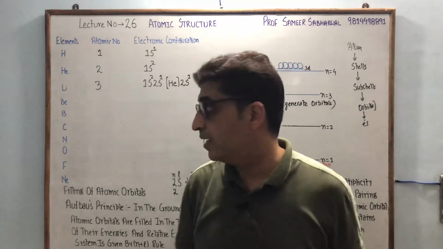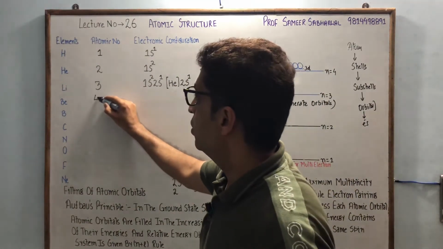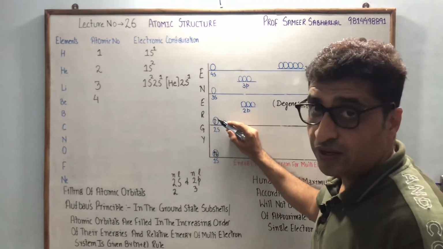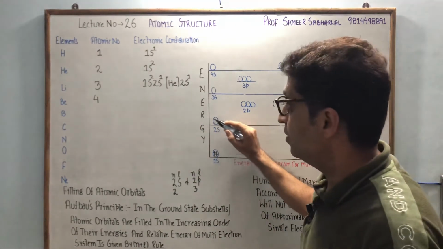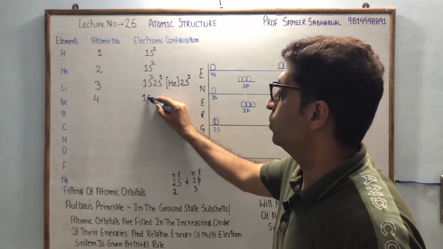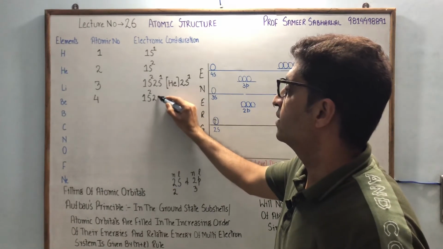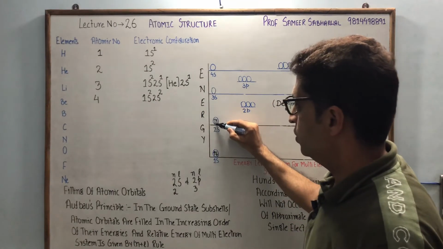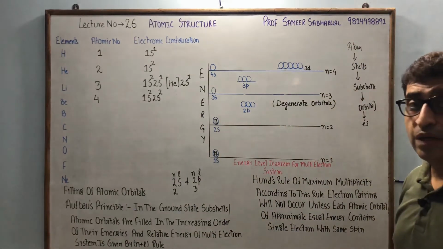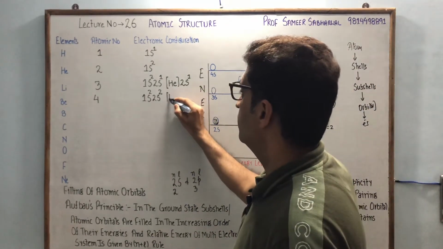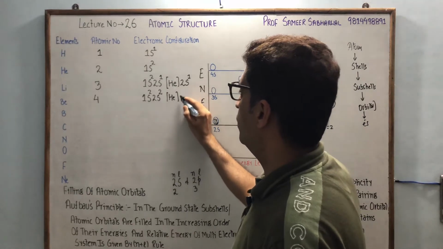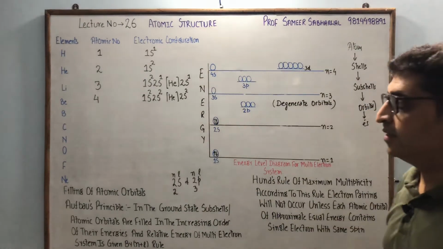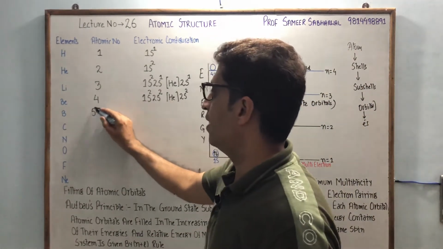Okay, then beryllium, 4. Yeah, very clear. Still we have capacity of one more electron here, so I will write this as 1s2, 2s2, right? So this is 2s2, or helium, first shell khatam ho gaya, 2s2. Is that clear? Then boron, atomic number 5.